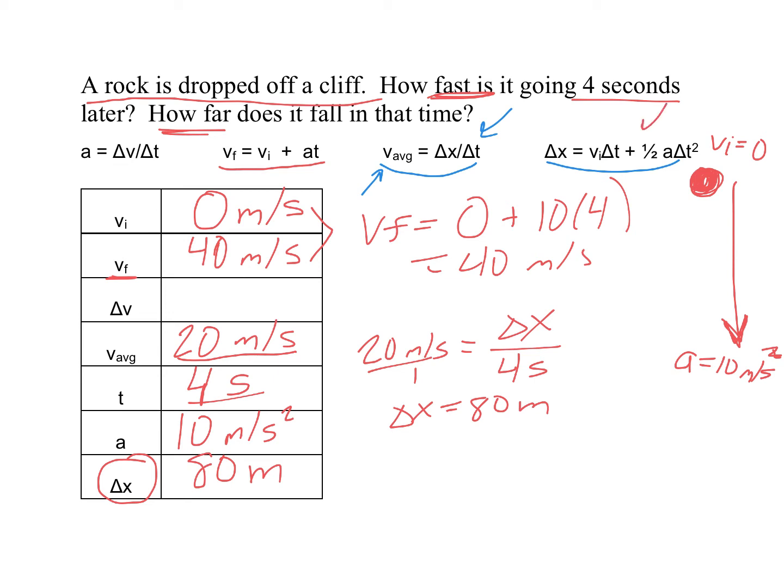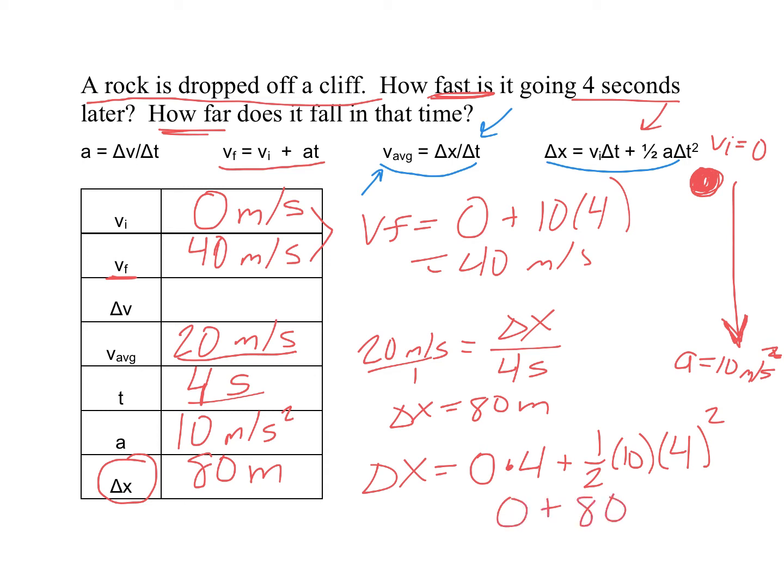The other way is just to use this equation. Delta x equals VI times delta t. Well, VI is 0, so t is 4, plus 1/2 A, 10, times t, 4, squared. So this is 0. You get 0 plus 4 squared is 16, times 10 is 160, times 1/2 is 80. So you also get 80. It doesn't really matter what method you use. So that is how we solve one of these motion problems.